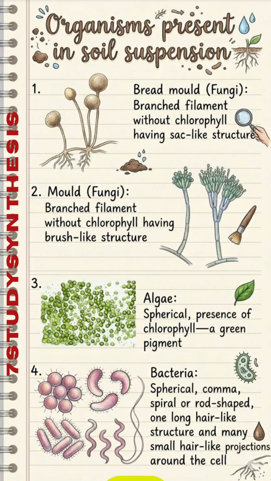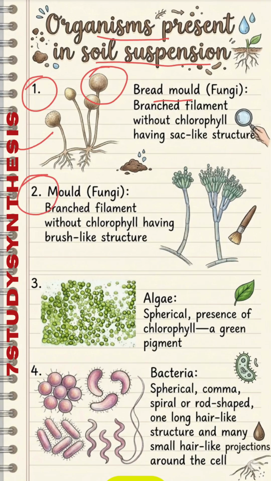The organisms present in pond water we have already done. Now organisms present in soil suspension. The first organism is bread mold. We have studied about them, you remember? Rhizopus. They are the branched filament without chlorophyll. In a sac-like structure है, we remember it as sporangium that has spores, right?